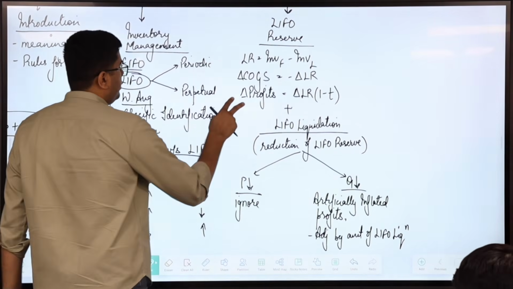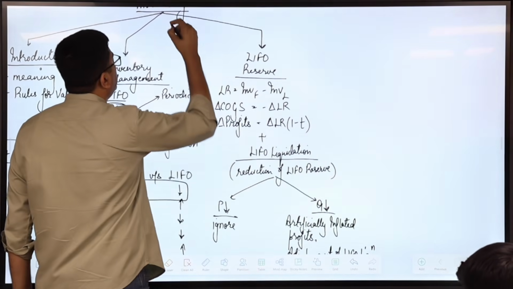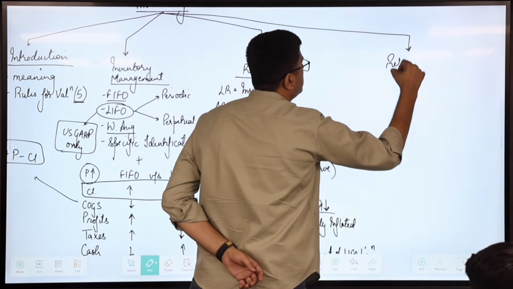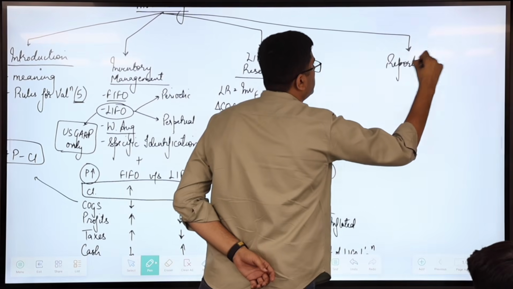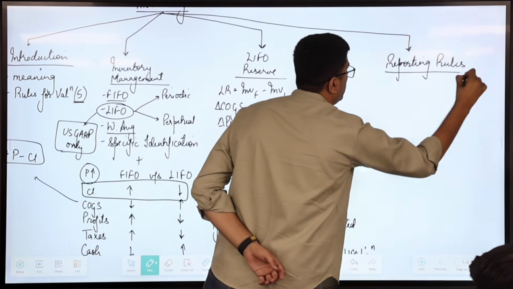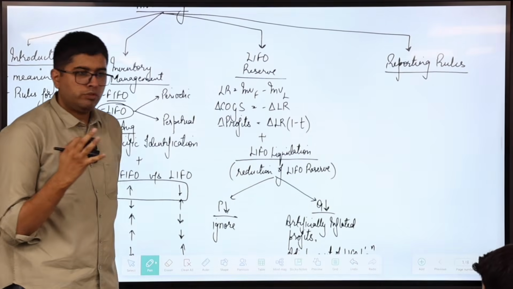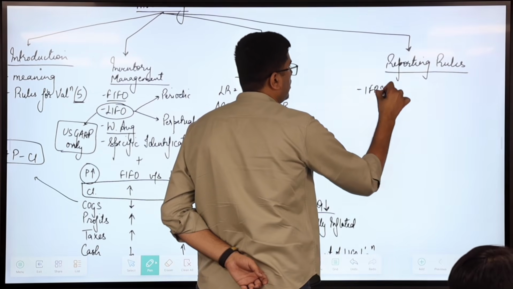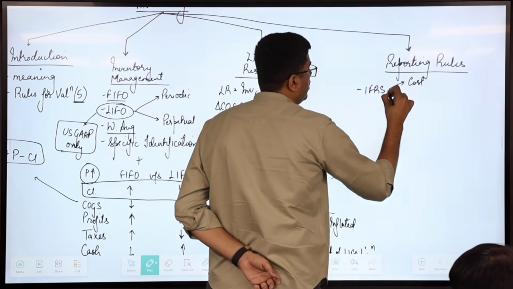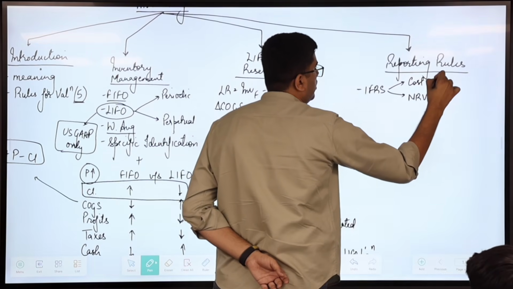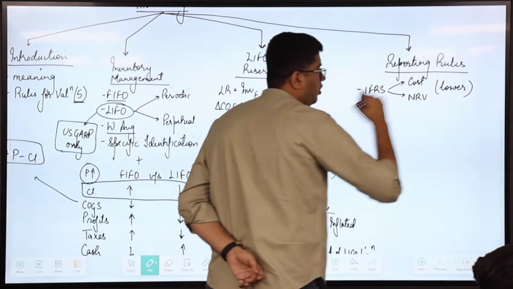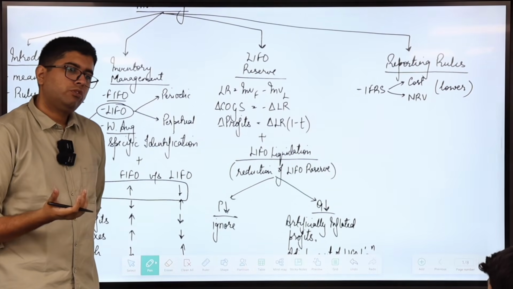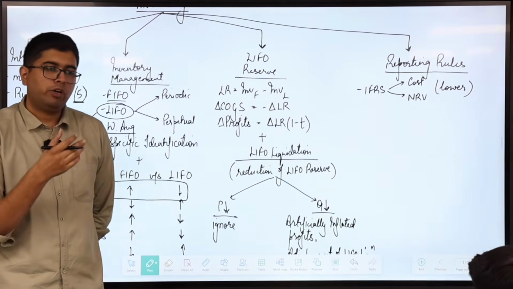Last section of this chapter is the reporting rules. Three reporting rules that you have to remember. Firstly, for IFRS, cost or NRV, whichever is lower. NRV is calculated as the realistic money you will get if you sell the goods, so selling price minus any selling cost and modification cost.